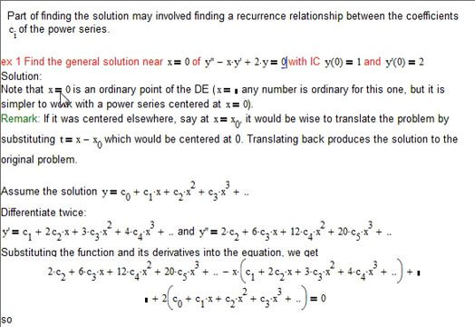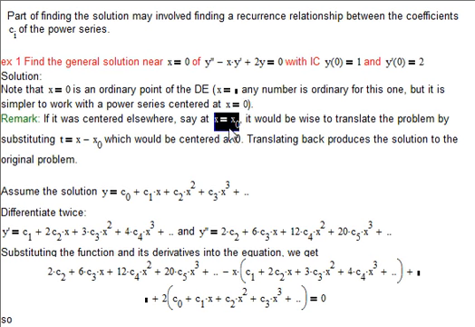Well, this is an ordinary point. X equals any number is an ordinary point for this one, because there's no place where the denominators are 0 or where things are undefined. But it's still simpler to work with power series centered at x equals 0, so let's just do that.